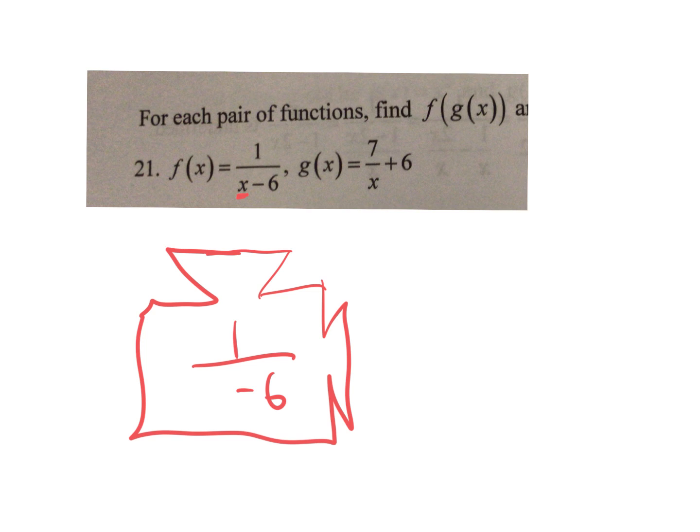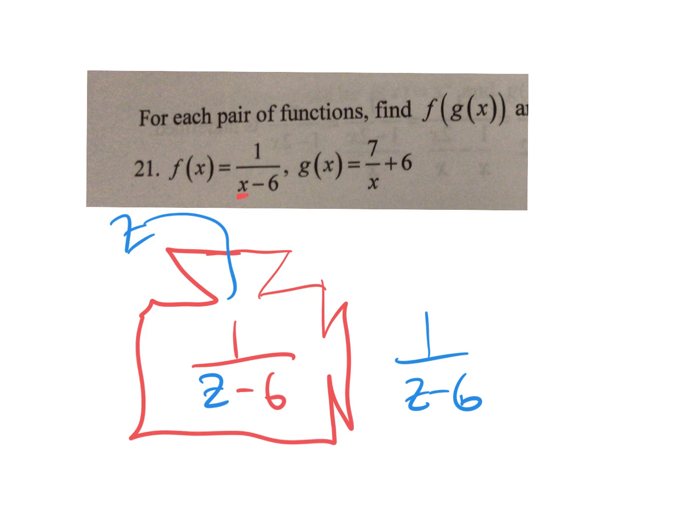So if I were to drop in 2, 2 would go in for x. 2 minus 6 is -4, so my output is going to be 1 over -4. Okay, I could drop anything in. What if I drop in a variable now instead of a number? You don't need to see another number. So if I drop in z, say, what comes out is 1 over z minus 6.